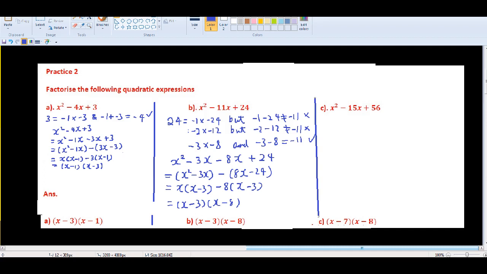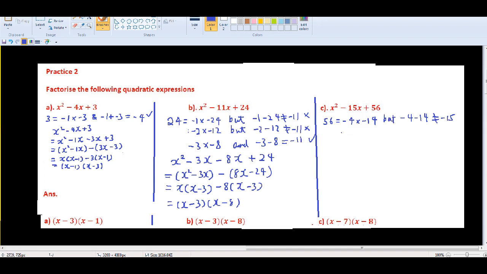So let's start with 4. How about that? Alright, if we start with 4, let's say 56 equals -4 times -14, right? And -4 minus 14, which is -18, is quite close, but it's still not -15. So this pair is not qualified.